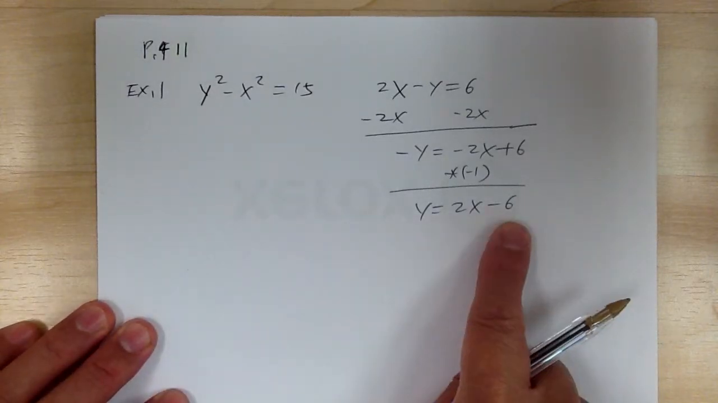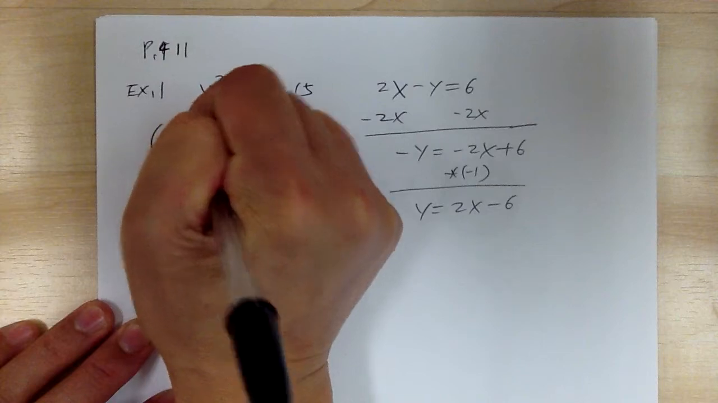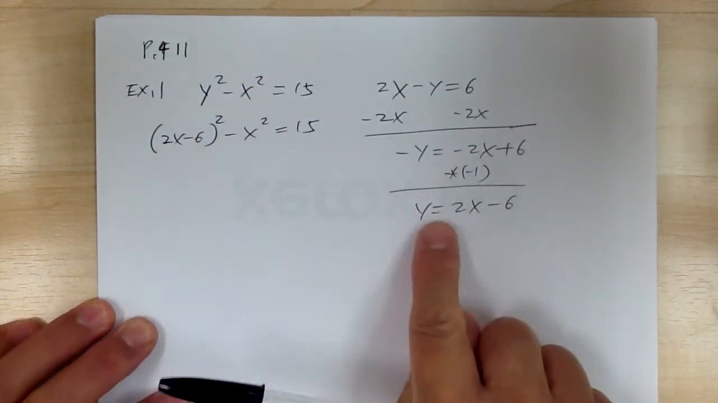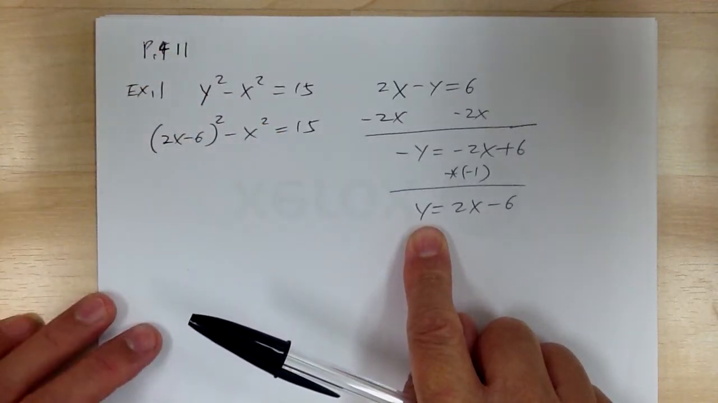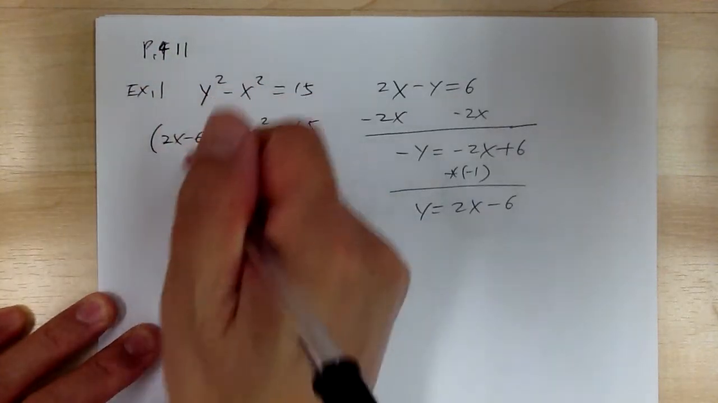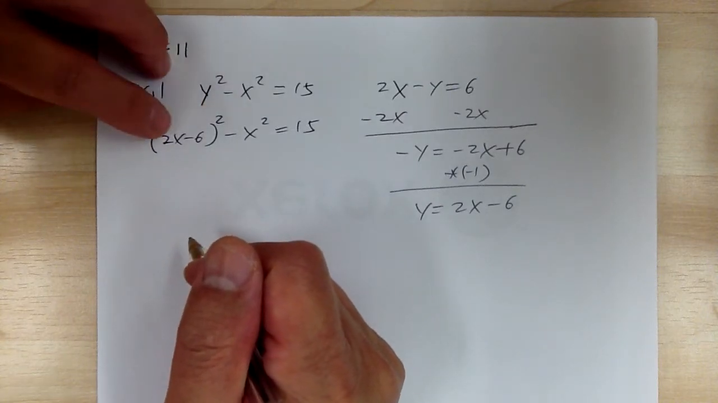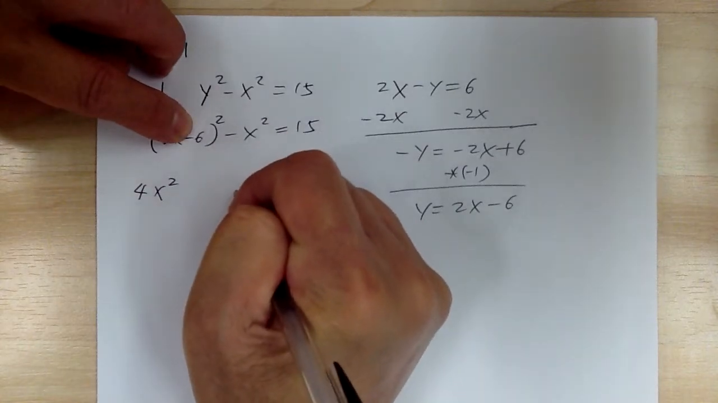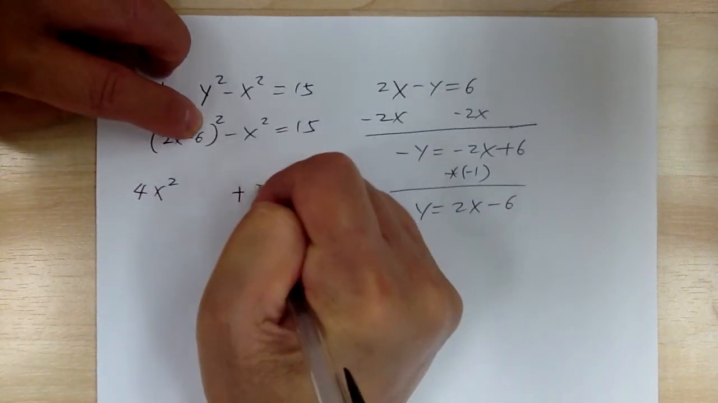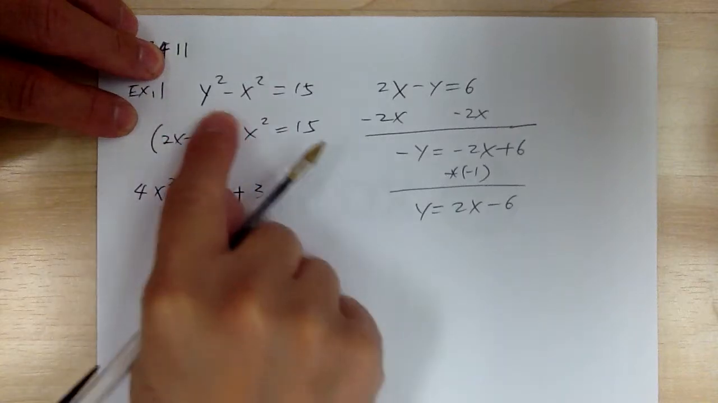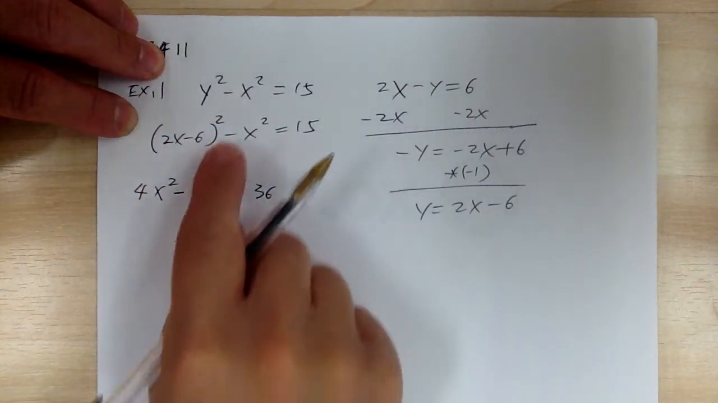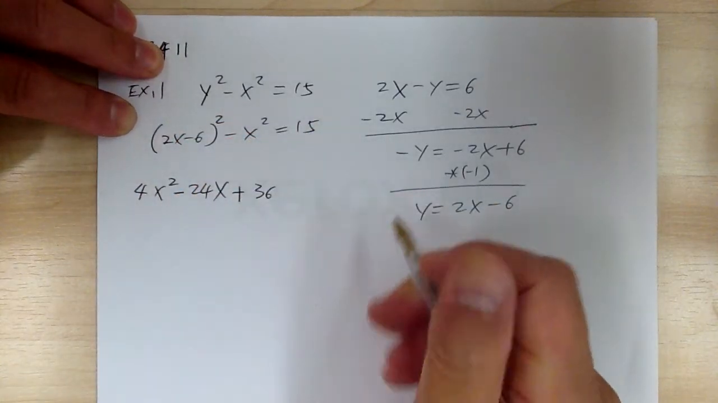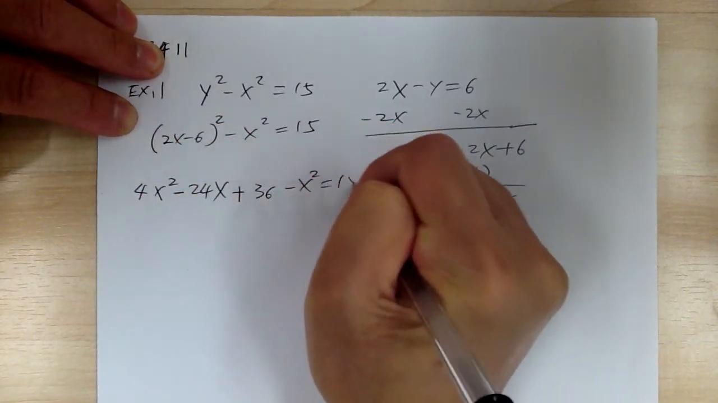So y is 2x minus 6. So substitute y into here, and now you have to work these things out. You remember how to square this, right? Square the 2, you get 4. Square the x, you get x squared. You square the negative, you get plus. Square the 6, you get 36. And the middle term is all this together, so minus, and the number would be 2 times 2 is 4, times 6 is 24x. So minus x squared equals 15.